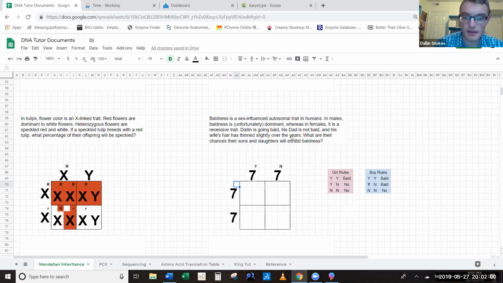Okay. Now let's go to the wife. Wife's hair has thinned slightly over the years. That's female pattern baldness. The wife's hair thins out. So she is going bald under a female's definition. What is the only possible combo for a girl to be bald?